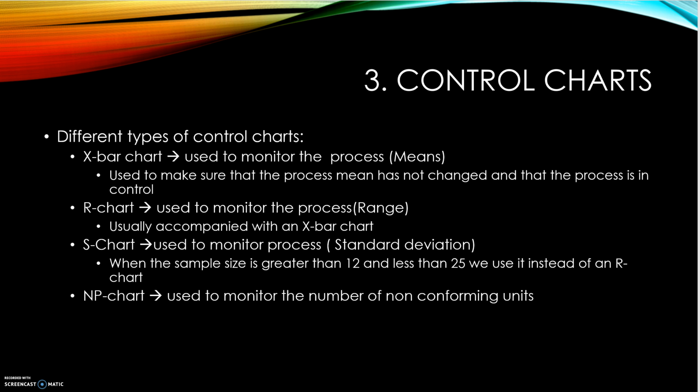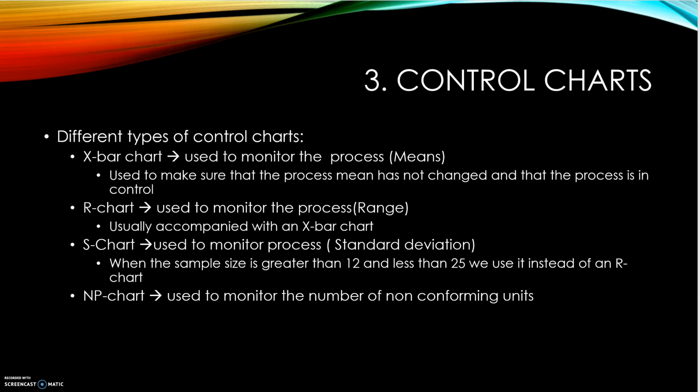The R chart is also used to monitor the process using the range, and it's usually accompanied by an X-bar chart. The S chart uses the standard deviation, and it's used instead of an R chart when the sample size is greater than 12 and less than 25. And the MP chart is used to monitor the number of non-conforming units. These charts make sure that our process is in control.